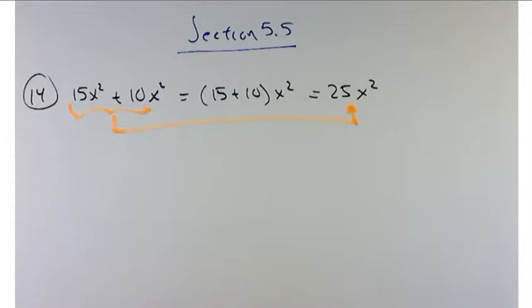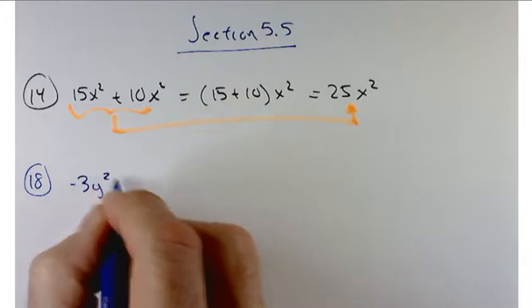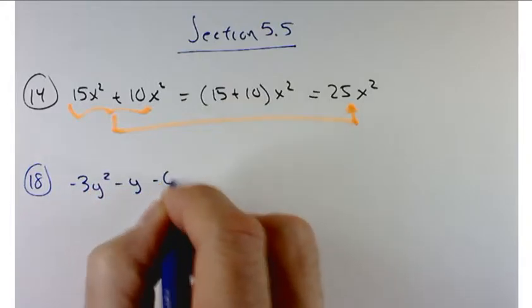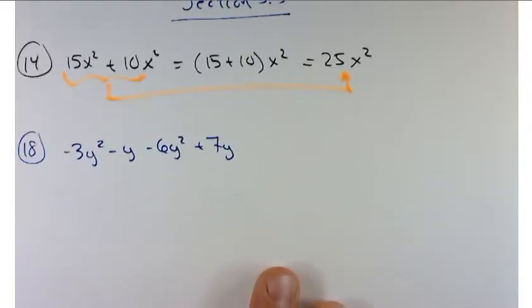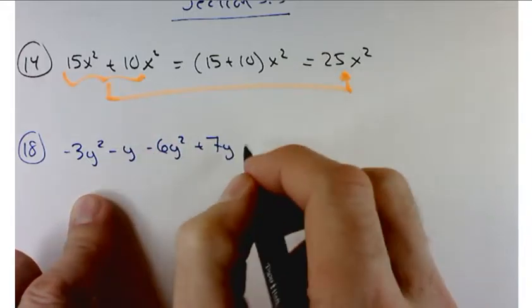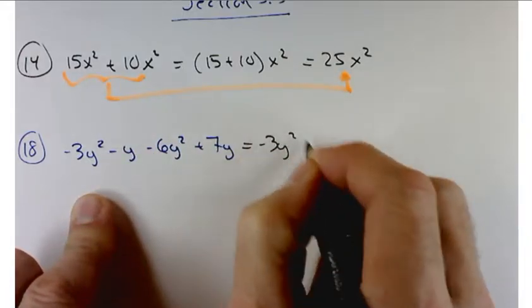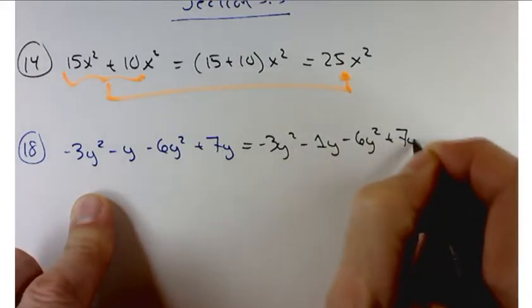So let's take a look at problem number 18 then. Negative 3y squared minus y minus 6y squared plus 7y. It's not really written, but what coefficient is understood to be here with the negative y? 1. Negative 1, yeah. This part's a 1 and then there's a negative in front of it. However you want to see it. Negative 3y squared minus 1y minus 6y squared plus 7y.